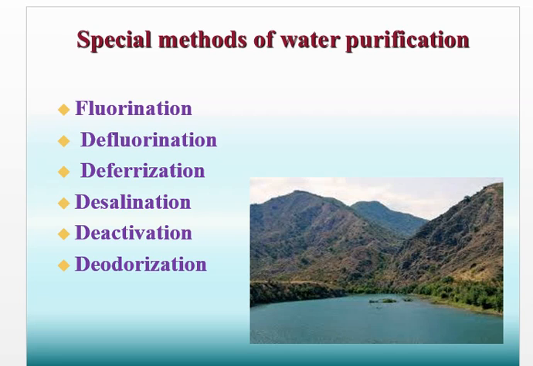In some cases, we use special methods of water purification. The traditional technology of water treating in water pipes has a limited area of action concerning many chemical substances. Underground water very frequently has high mineralization and also requires special clearing. We shall consider some of them. For example, fluorination, defluorination, deferrization, desalination, deactivation, and deodorization.